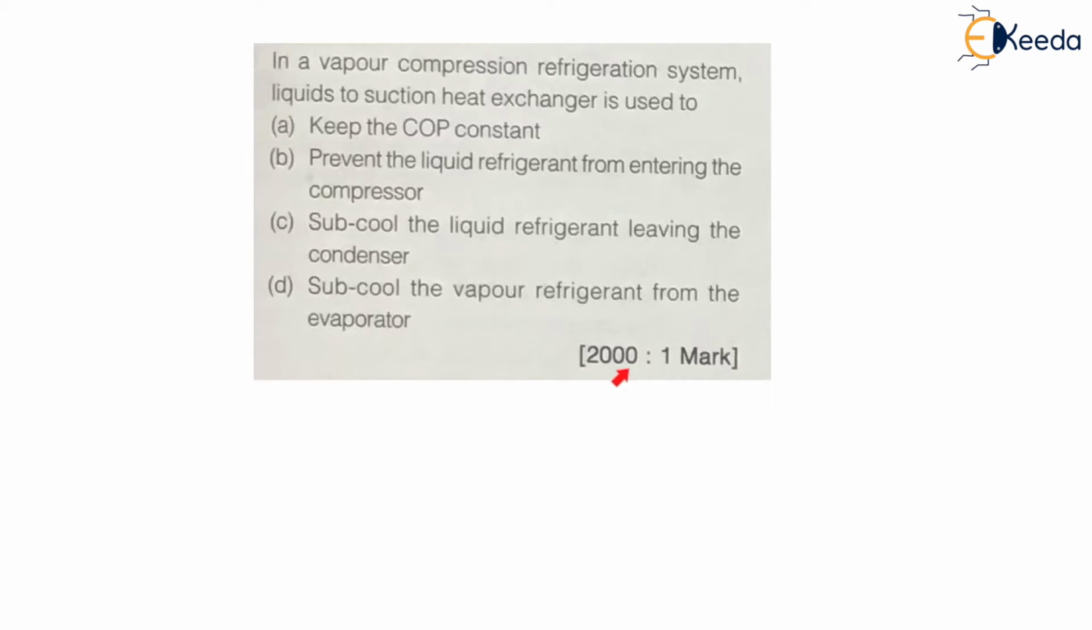The next question was asked in GATE 2000, and it was asked for 1 mark. Now the question is, in a vapor compression refrigeration system, the liquid to suction heat exchanger is used to. Now my dear students, for this question, your answer is subcool the liquid refrigerant leaving the condenser. In theory, we have seen this part.